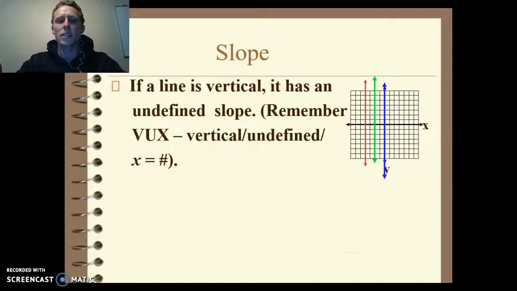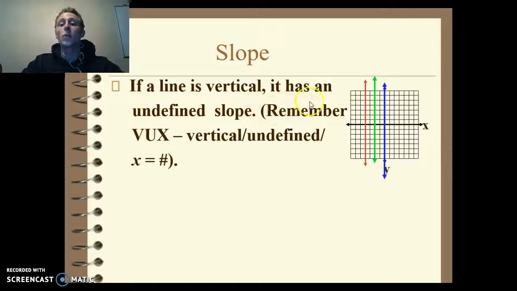Now here's where things get a little tricky. If a straight line is vertical, it has an undefined slope. I want you to think about that. Our definition of slope is rise over run. If you notice, the vertical line doesn't run anywhere. It doesn't go left or right. So our run is going to be 0. If we have a rise over 0, we can't have 0 in the denominator of a fraction, otherwise the world will explode. So that's why we call it an undefined slope.